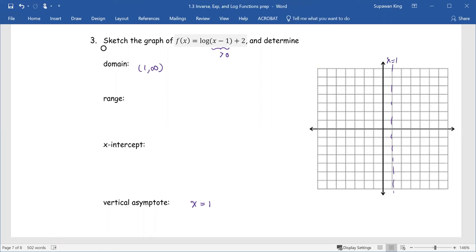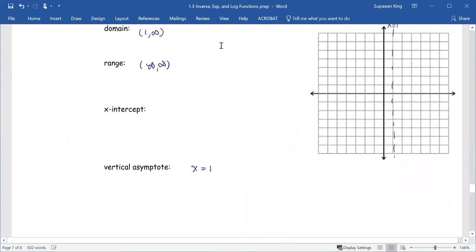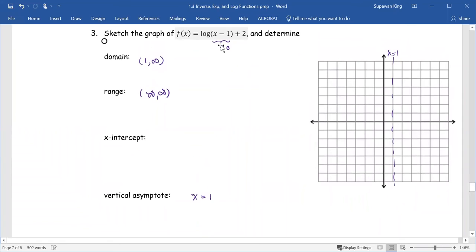The graph will appear on the right side of this vertical line x = 1. The range is the set of all real numbers. The x-intercept occurs where y equals 0. So we're going to solve for x.